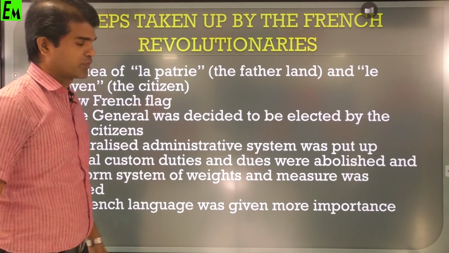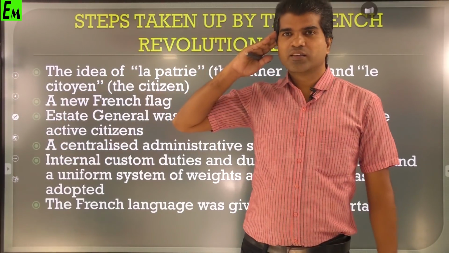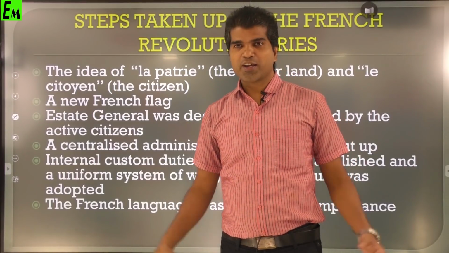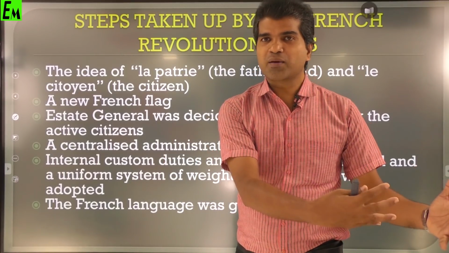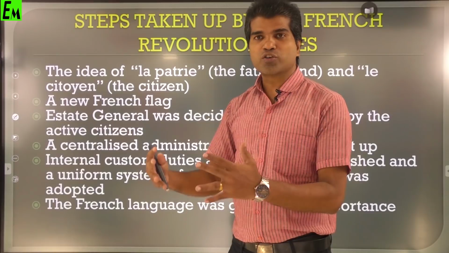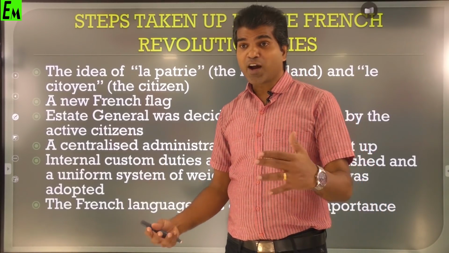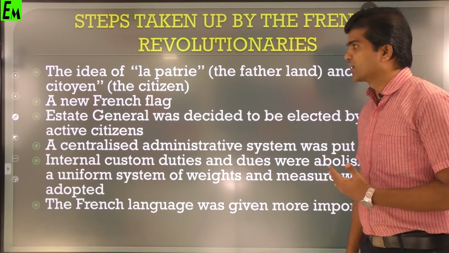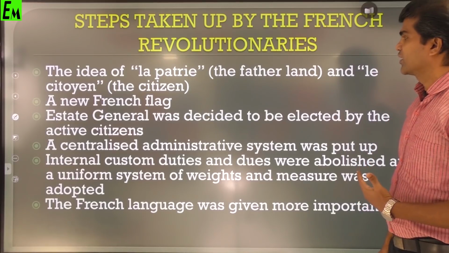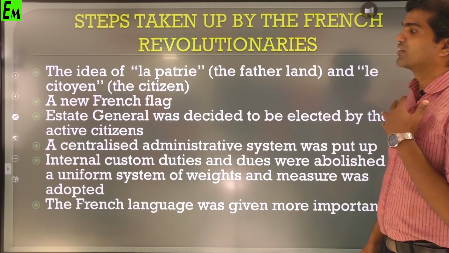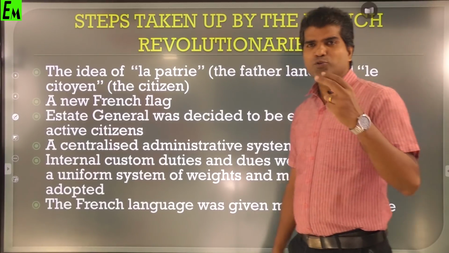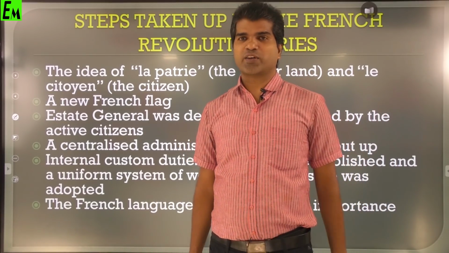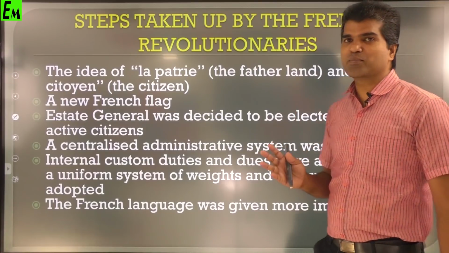Keep in your mind that these are the steps taken by the French revolutionaries while the French Revolution was going on, in order to make unity among the people, to bring the people's minds towards this revolution, and to make the French nation. The first step they introduced was the idea of la patrie, the fatherland, and les citoyens. La patrie means fatherland, and citoyen means the citizen.